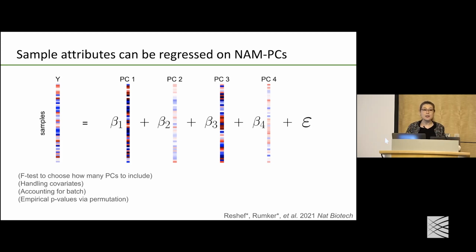And I'll just signpost them, but we can save any discussion about what we actually did for either the question session or it's available in our paper. And some of those things that we had to work out were how to choose the number of top PCs to include in the model, how to deal with covariates to avoid confounding, how to guard against batch-driven associations, and how to define our p-values.